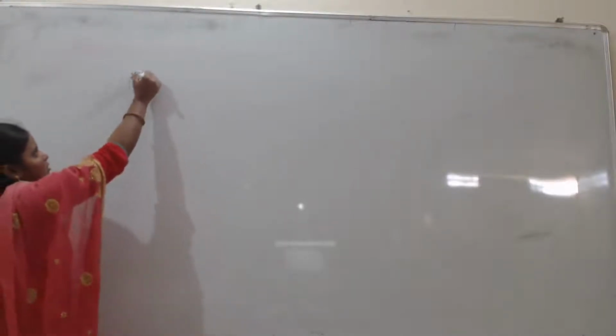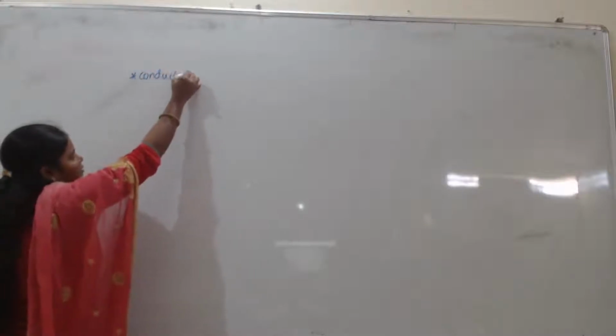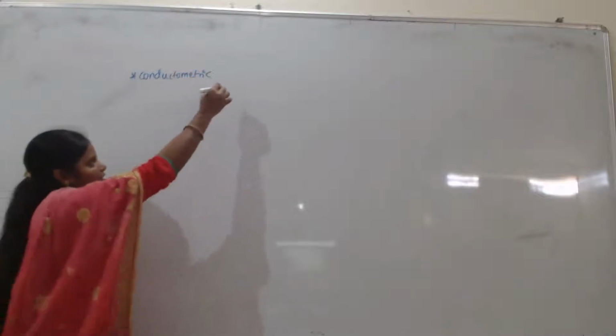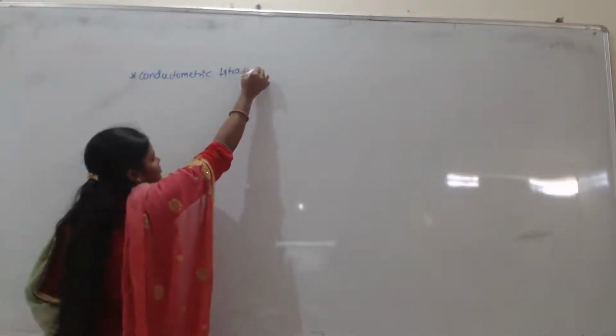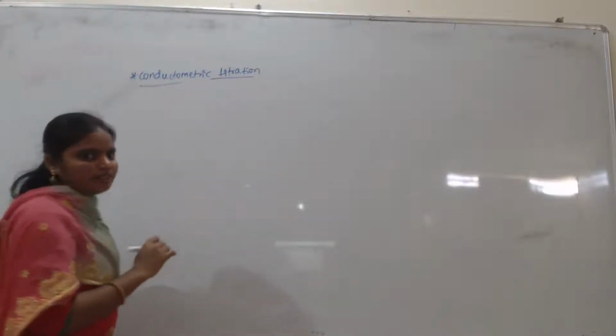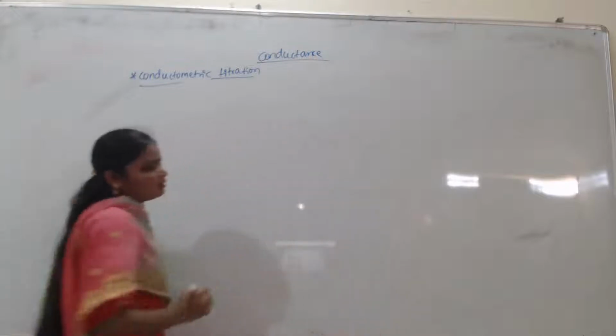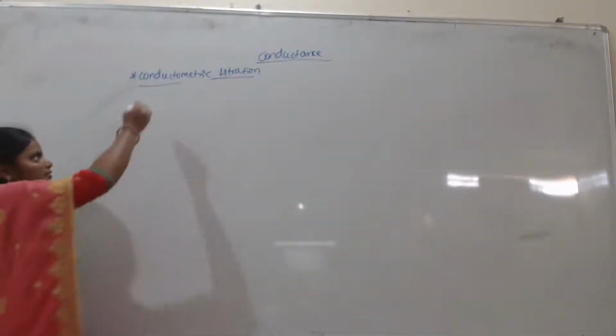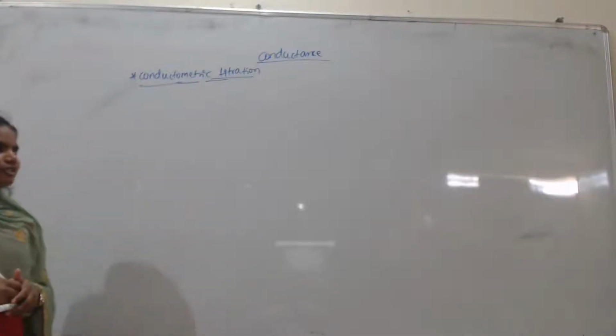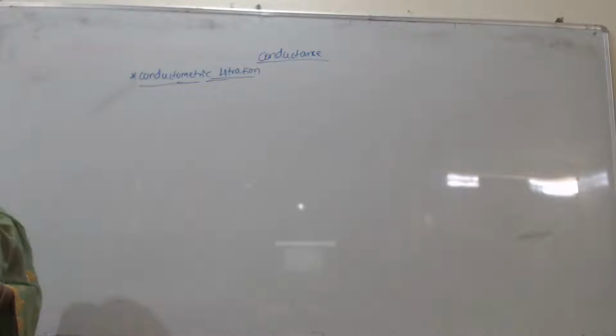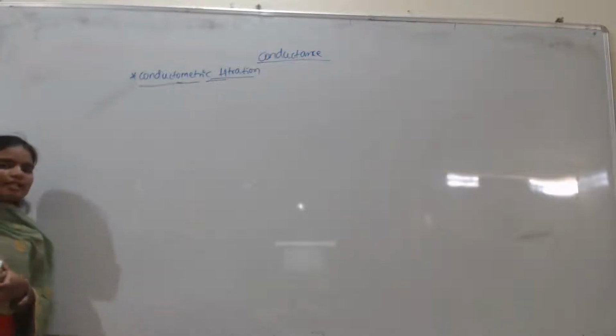In this class I am going to discuss conductometric titration. The unit is conductance. In conductometric titration, conductance cells are used. Conductometric titrations are those titrations in which conductance measurements are made use of in determining the endpoint.